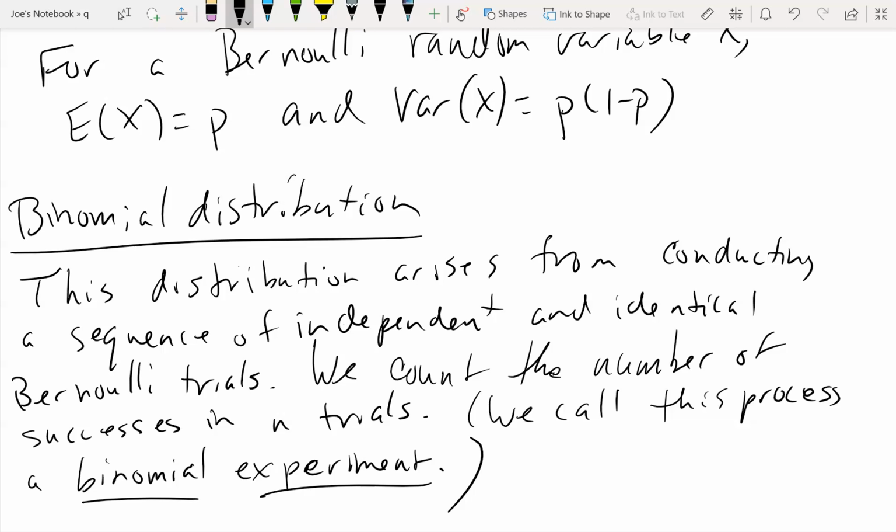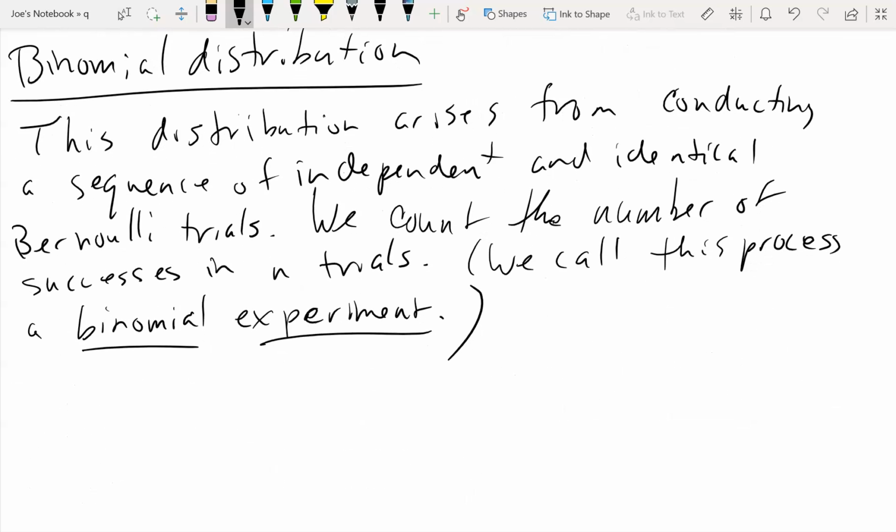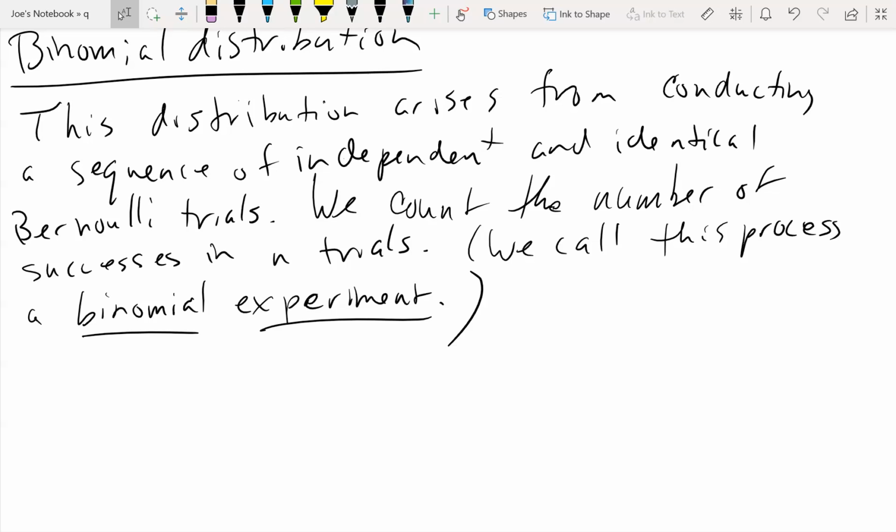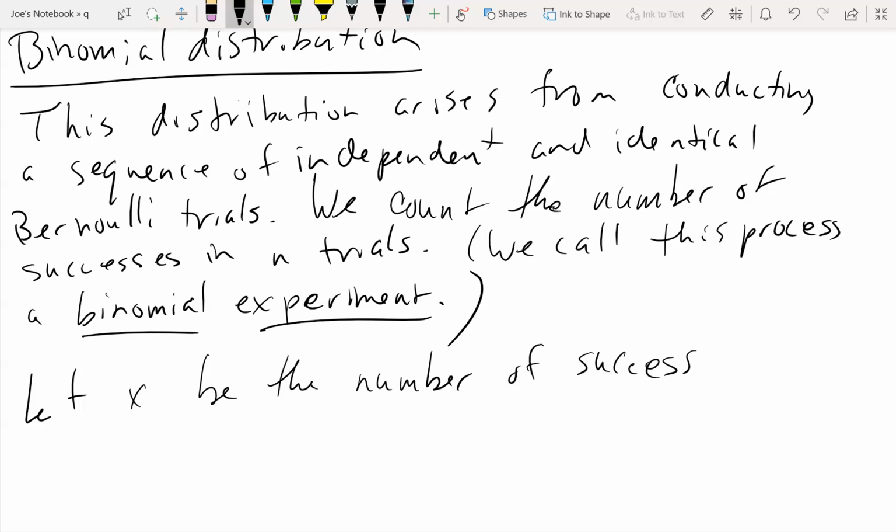All right. So let's see if we can figure out what the distribution is. We're going to let x be the number of successes in n trials. Well, if there are x successes in n trials, how many failures are there? n minus x, right?